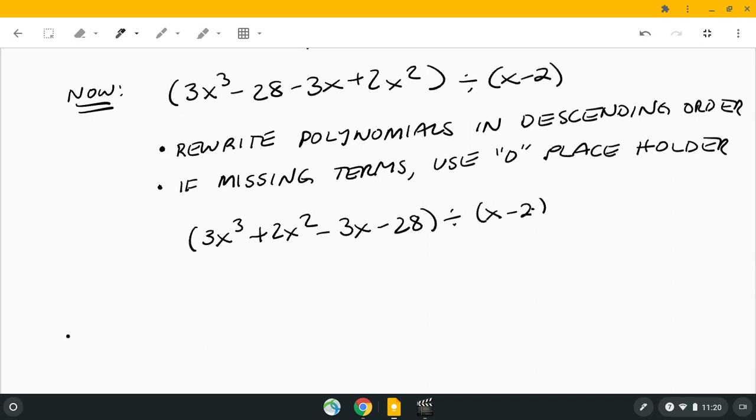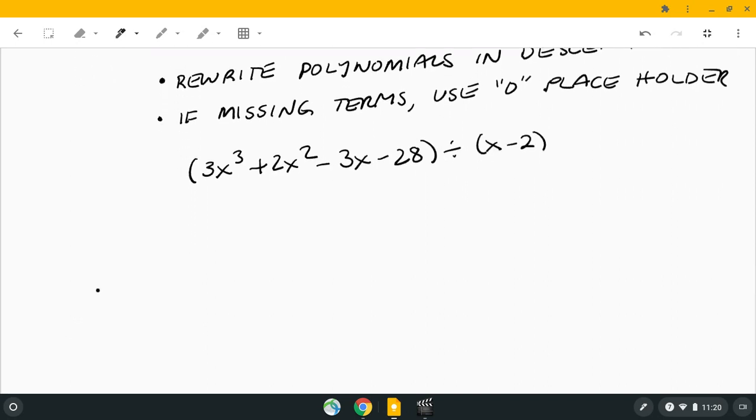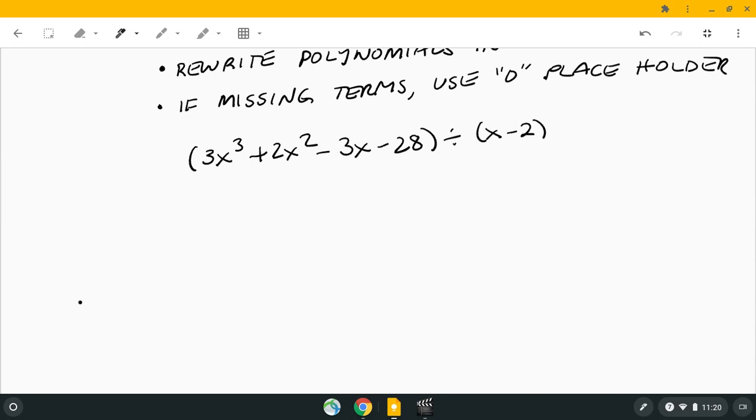Okay, so once we have everything in place, then we're going to go ahead and write it like this. And then we begin our long division. Now when we do our long division, we try to figure out what to multiply with up here. We kind of ignore the polynomial except for the leading term. So we use this x. Ignore the minus 2.